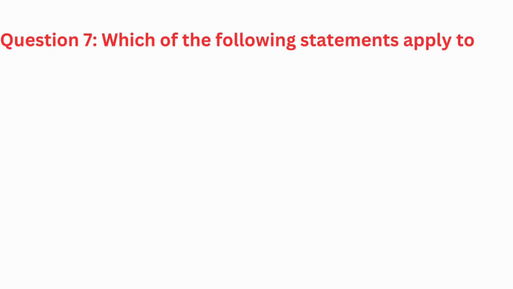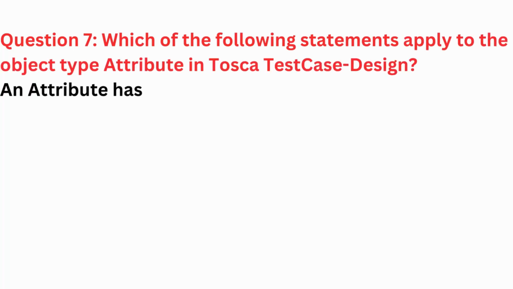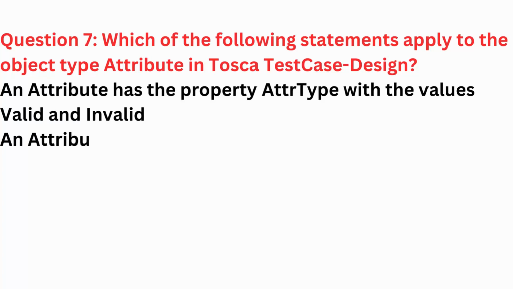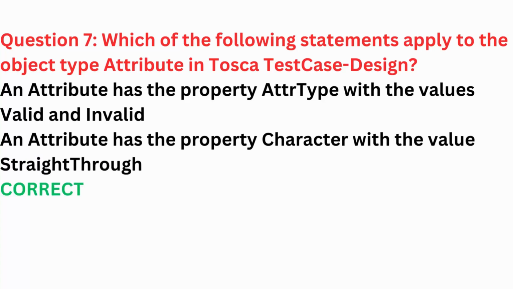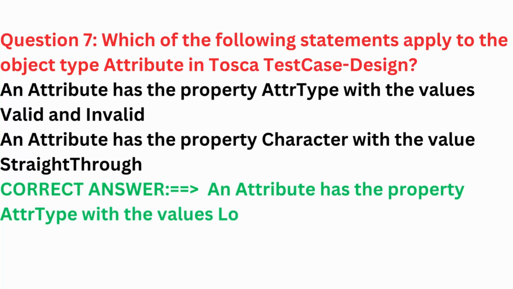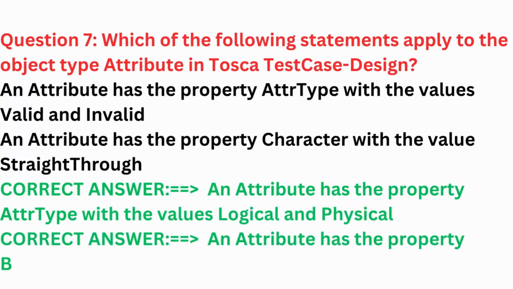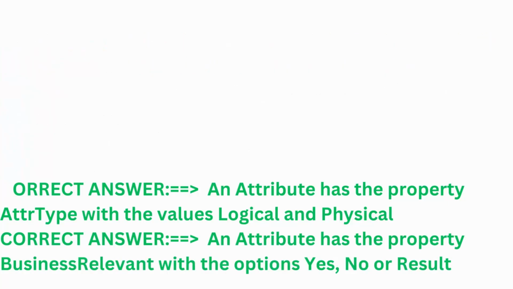Question 7. Which of the following statements apply to the object type attribute in Tosca test case design? An attribute has the property attribute with the values valid and invalid. An attribute has the property character with the value straight through. Correct answer: an attribute has the property attribute with the values logical and physical. Correct answer: an attribute has the property business relevant with the options yes, no, or result.